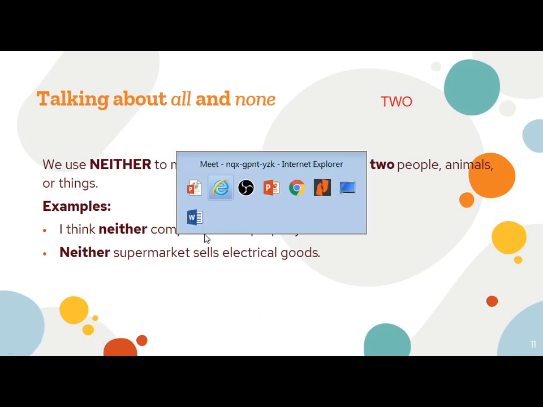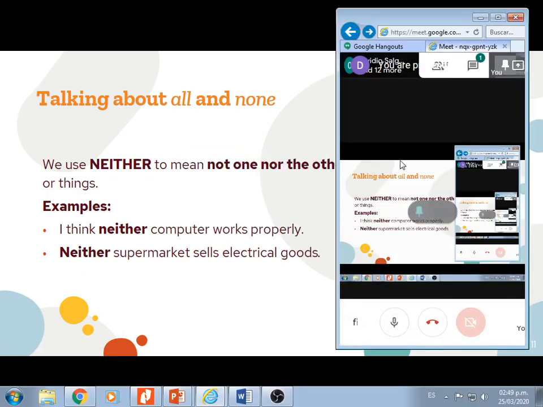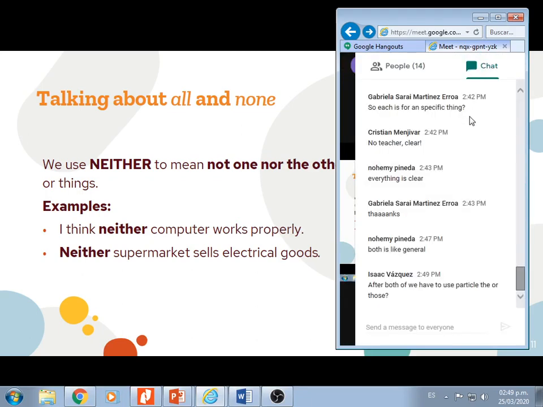Oh, let me see, I guess someone has a question. Oh yeah, Isaac is asking a question. After both, do we have to use particles? We can use another determiner, Isaac. We can use, for example, both of her sons. Her is a determiner, another determiner. We can use they, we can use those, we can use these. Yeah, we have some specific determiners we can use after the preposition both.